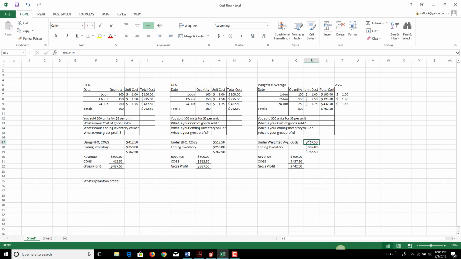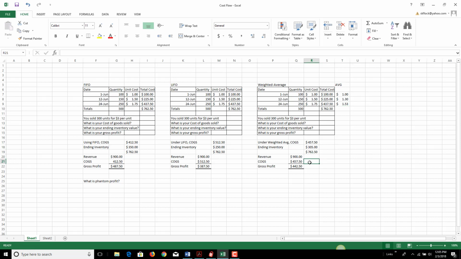inventory. So if I sell 300 units, multiply it by $1.53 per unit, that's what I'm going to record as cost of goods sold. And if I have 200 units left in inventory times the $1.53 average cost, that gives me $305 as my ending inventory value. And again, I check my math against what I sold, what I still have on hand, should be equal to the total cost I paid, and it is.